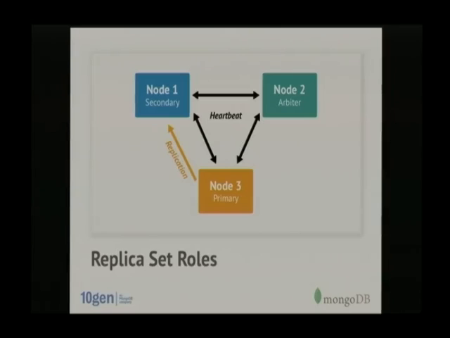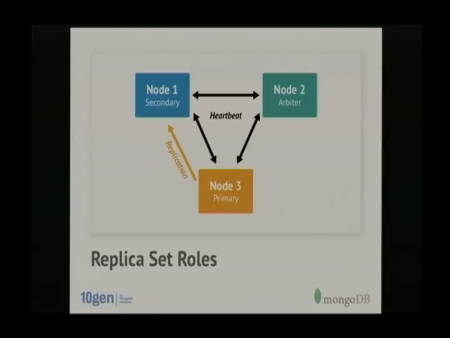A secondary is a data-bearing node. So a secondary is basically a node that's available for reading. You can't write to a secondary directly. And you can have different configuration options for a secondary. So if you want a secondary which has a delay or perhaps is hidden, so you only use it for certain uses, you can do that as well.